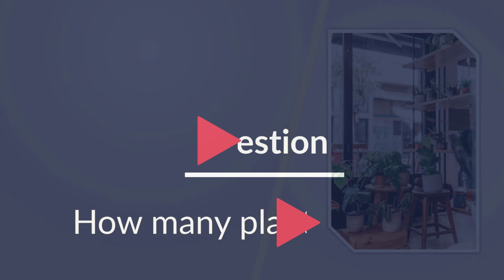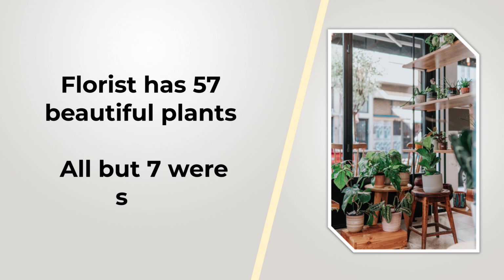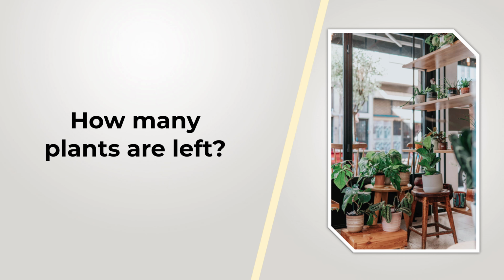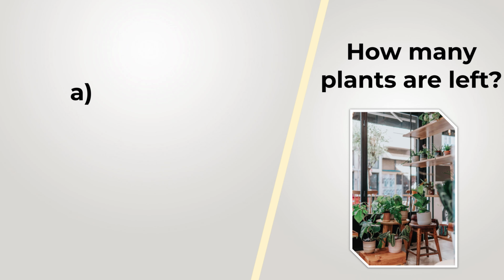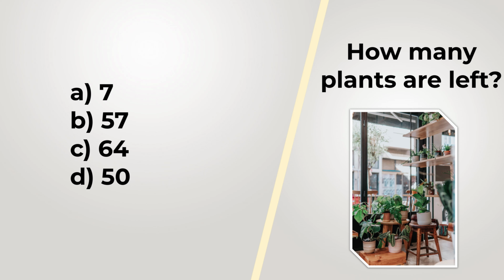Here's the challenging question you might frequently see on the test. A florist has 57 beautiful plants. All but 7 were sold. How many plants are left? There are 4 different choices. Choice A 7, choice B 57, choice C 64, and choice D 50.